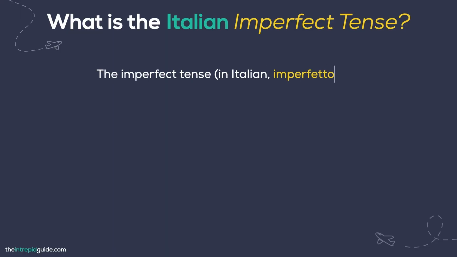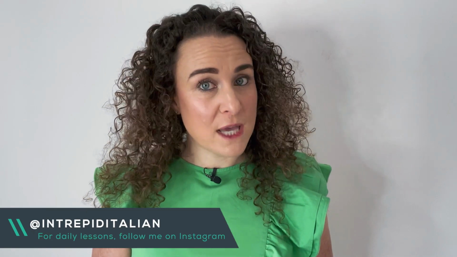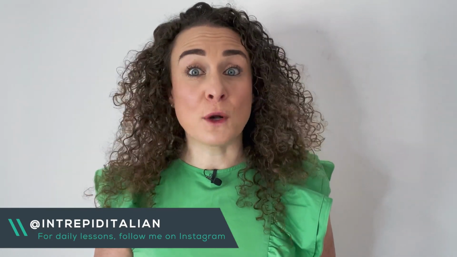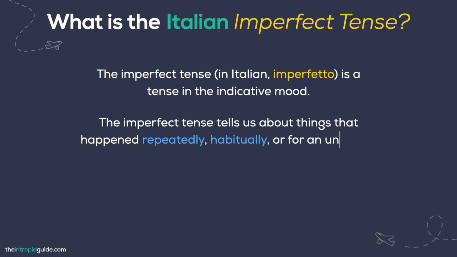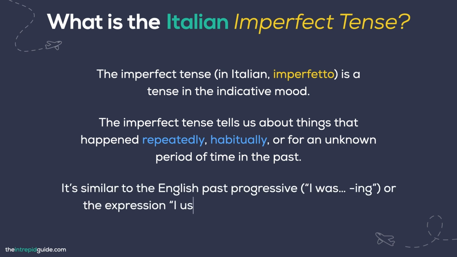Now what is the Italian imperfect tense? The imperfect tense in Italian, called the imperfetto, is a tense in the indicative mood. Unlike the passato remoto and the passato prossimo, which are used for completed actions in the past, the imperfect tense tells us about things that happened repeatedly, habitually, or an unknown period of time in the past. It's similar to the English past progressive, where we say things like I was with an ing ending, like I was doing or I was playing, or the expression I used to, used for habitual actions.